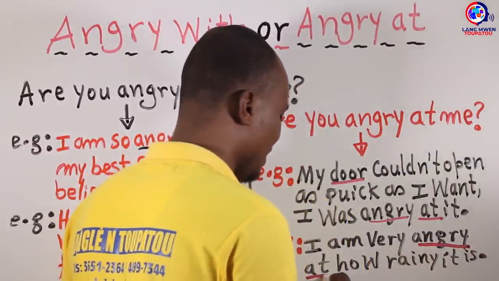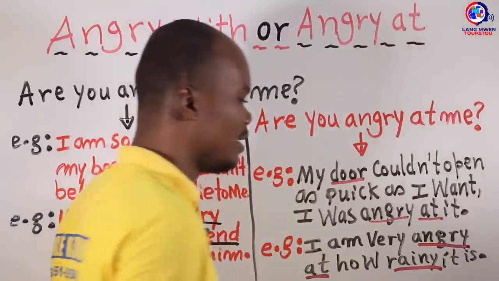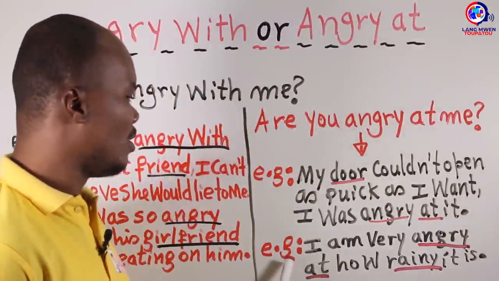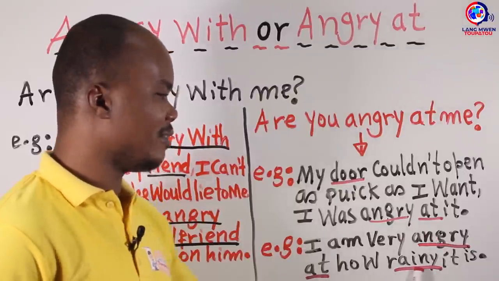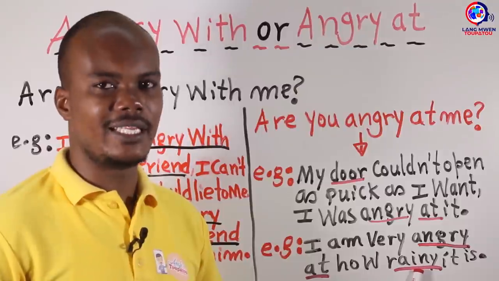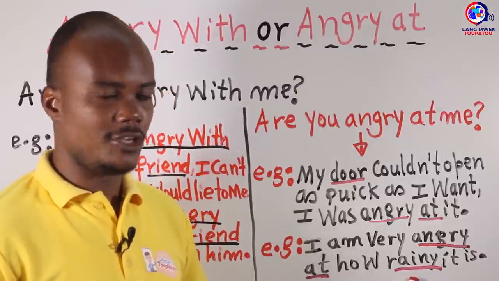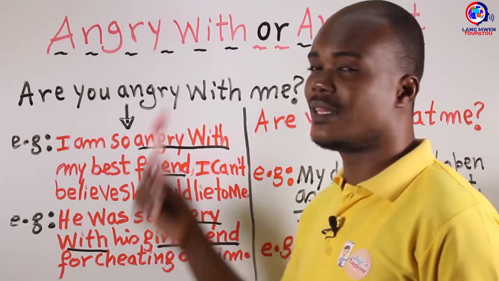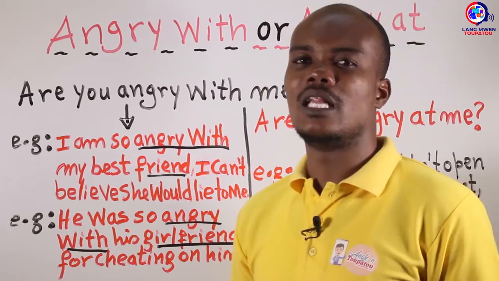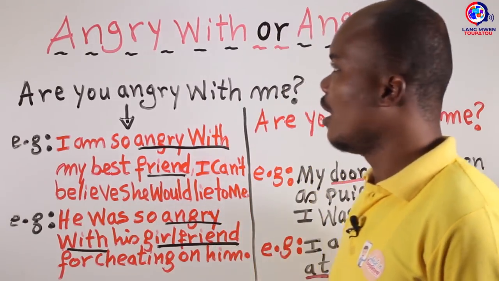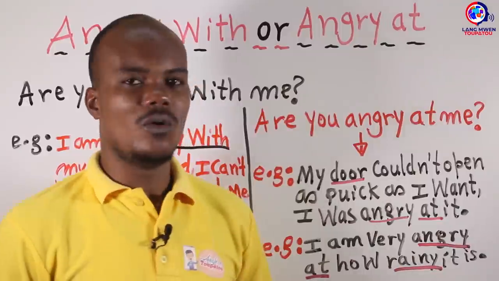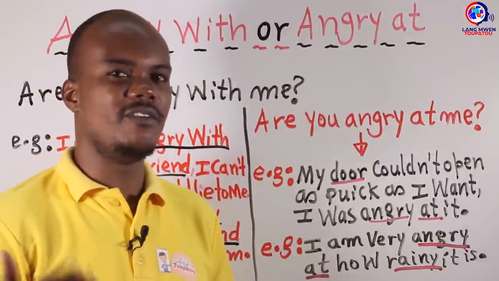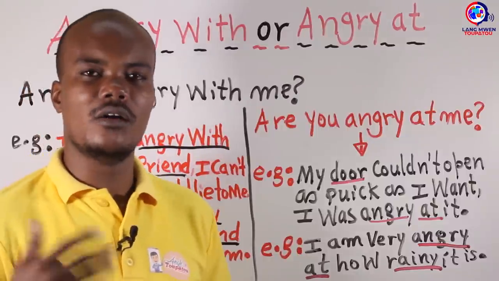They say angry at and talking about rain. Donc ou dit angry at when talking about a non-living thing like rain. Okay, good. You know how to use angry with when talking about living things, like a person or animal. And you say angry at when talking about or referring to non-living things like a door, a car, a window, etc.